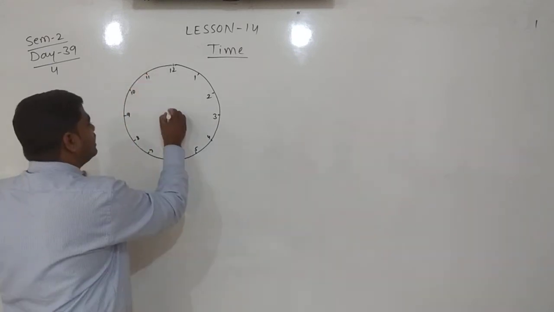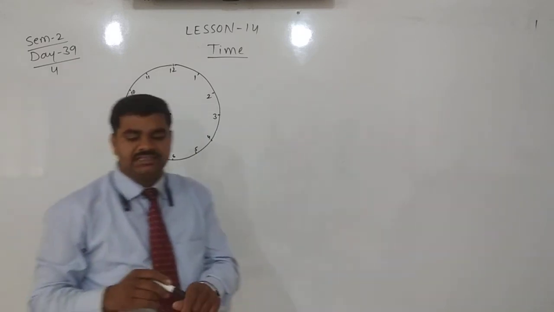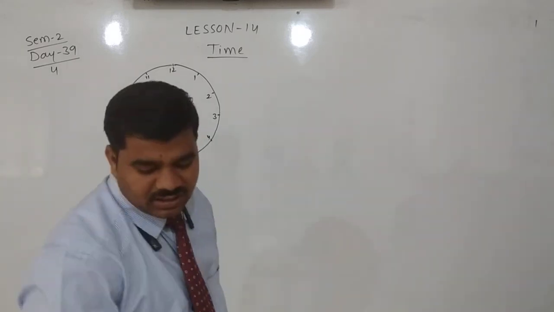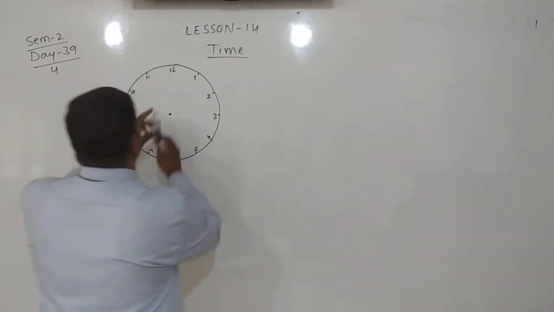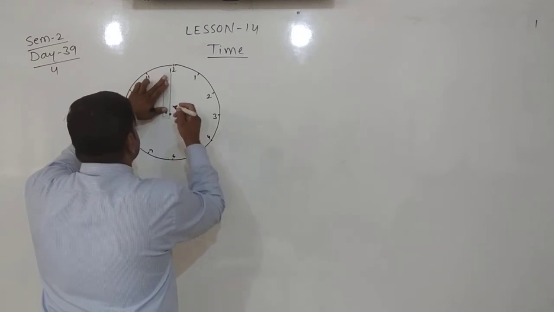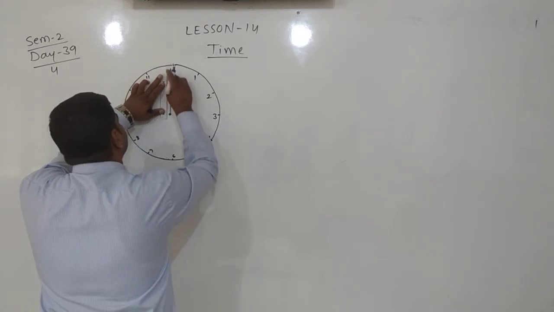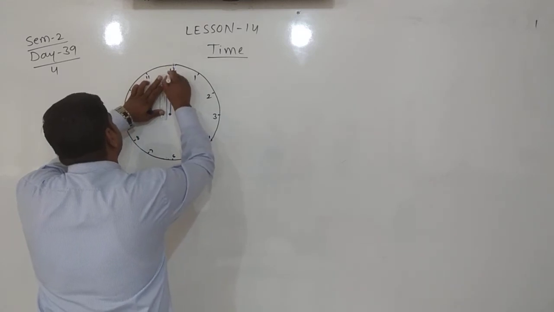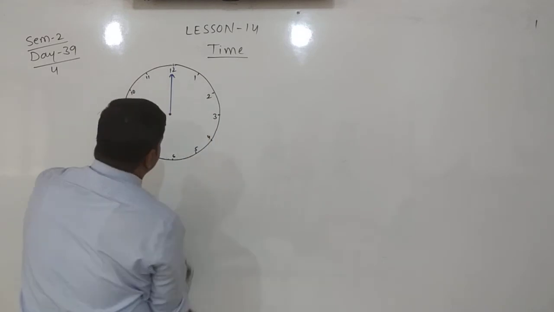Yes, this is the center, and there are 2 hands. How many hands? 2 hands. One is the hour hand and the other is the minute hand. We can draw them with the help of a scale. We will draw the minute hand first. Yes, this is the longest hand. It shows us minutes.